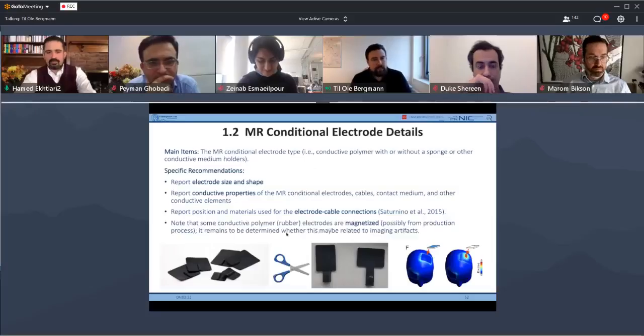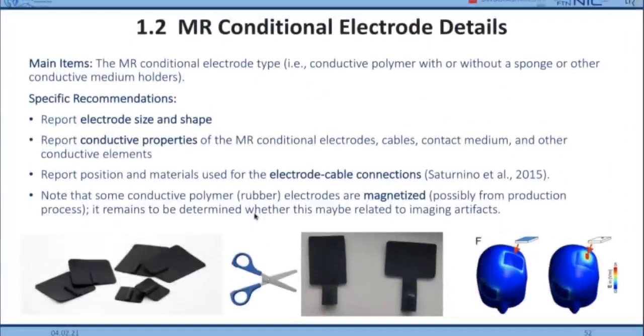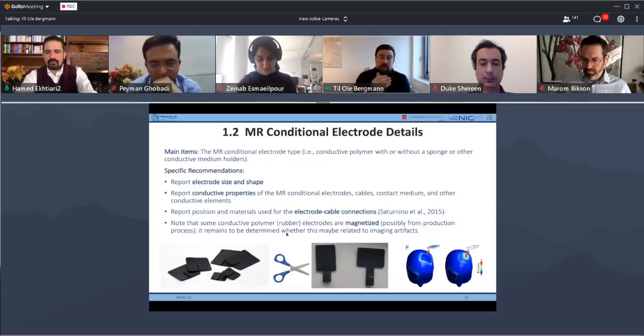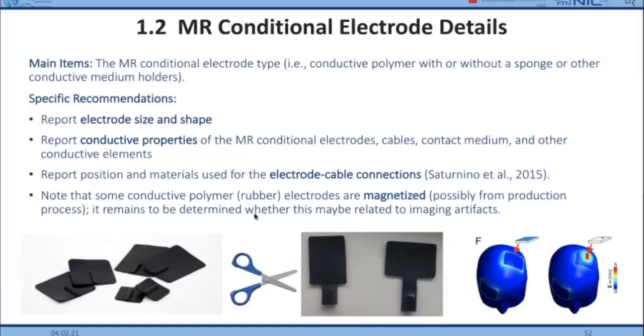Next. And you might want to note that also some of these conductive polymer or rubber electrodes are actually magnetized. This may happen during the production process, but we've realized when doing concurrent tES-MEG experiments that if you take from the same batch a few electrodes and just wave them in the MEG under the squids, you get strong distortions, and for some of them you don't get any. So this may or may not have also an impact on MRI artifacts, but this hasn't been studied yet. So it's an interesting source of artifacts to look into. Next.